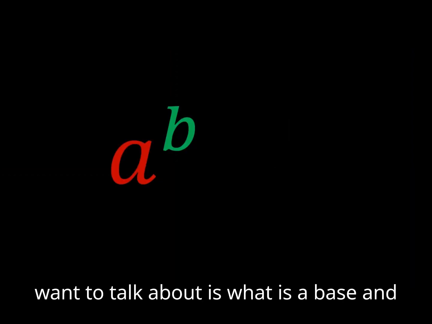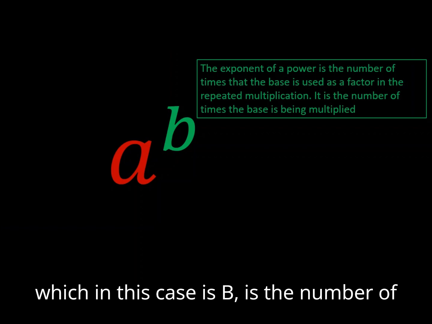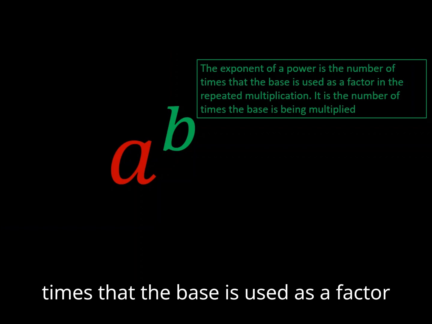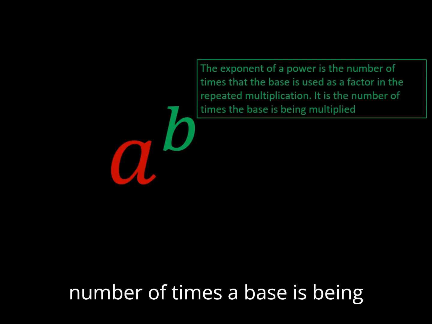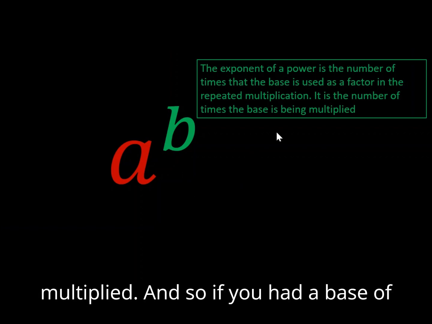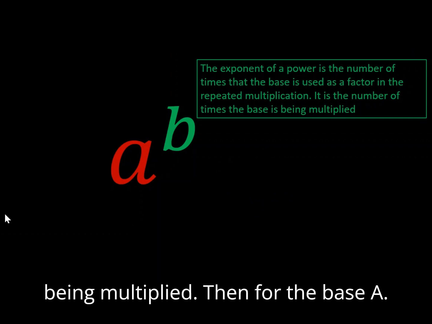Another thing I want to talk about is what a base and an exponent are. An exponent, which in this case is b, is the number of times that the base is used as a factor in repeated multiplication. It is the number of times that the base is being multiplied. So if you had a base of 2 and you were multiplying it 3 times, the exponent would be 3, because that is the number of times the base is being multiplied.